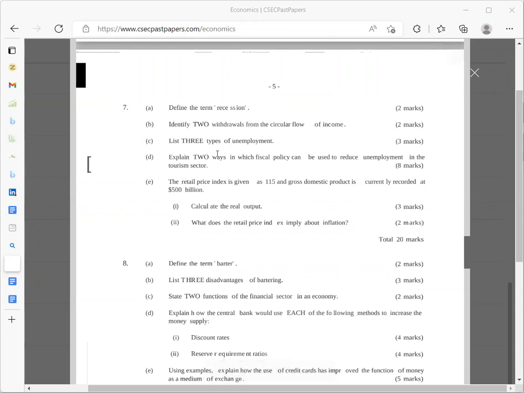Again, list 3 types of unemployment for me. List 3 types of unemployment. And also, I hope you study up unemployment, inflation, and recessions. And you also look at the policies to deal with each of those, right? When can we use fiscal policy, and when can we use monetary? When can we use expansionary?